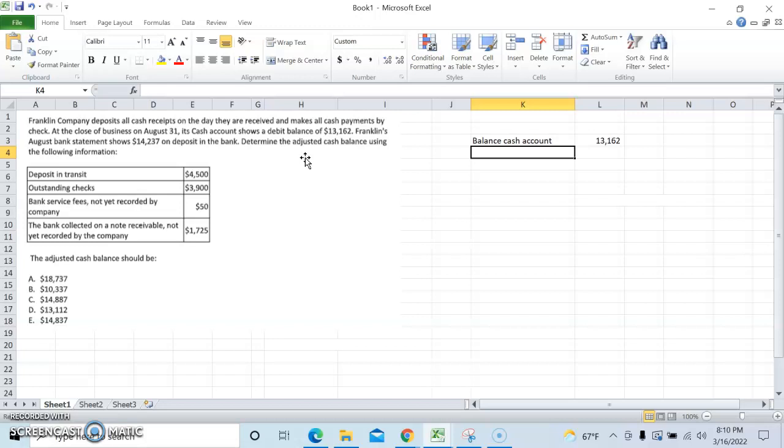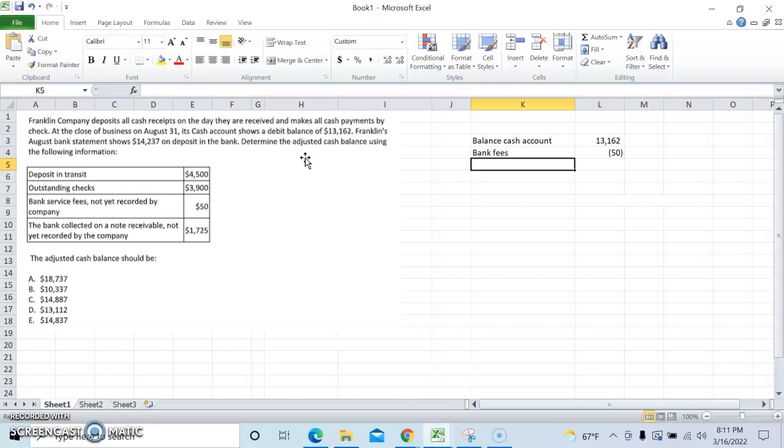Bank service fees, not yet recorded by the company. Well, there's the key word, not yet recorded by the company. We know this is going to be an adjustment on the company side because it tells us right there. So we got bank fees, and bank fees are always going to be negative.